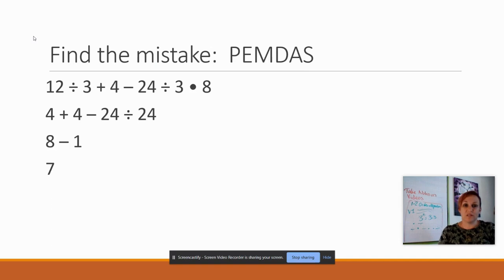So here's our first example, and you'll notice in the directions it says find the mistake. So go ahead and copy down all of the different steps onto your paper. You can pause the video if you need to.